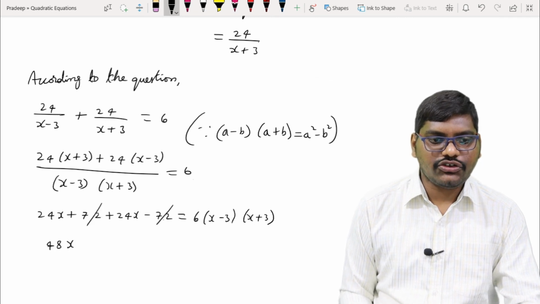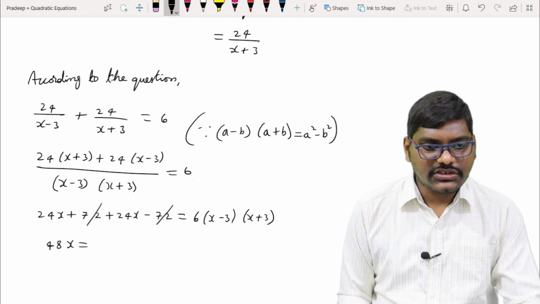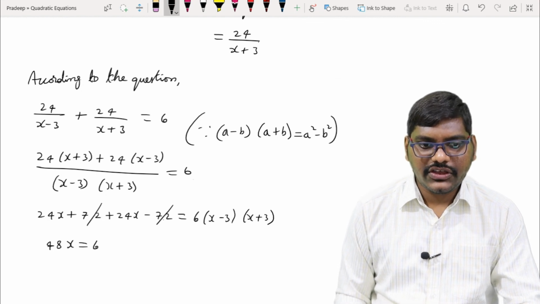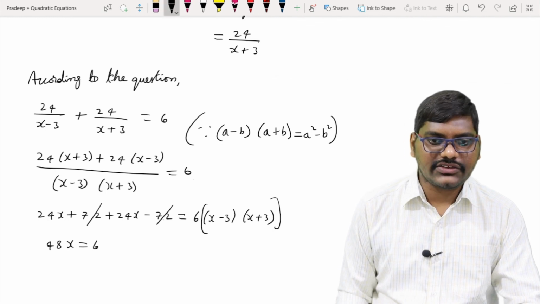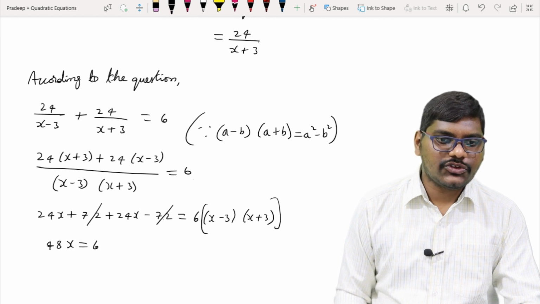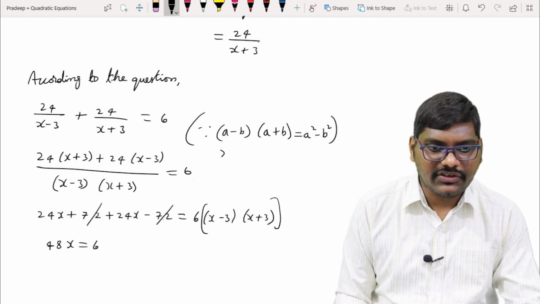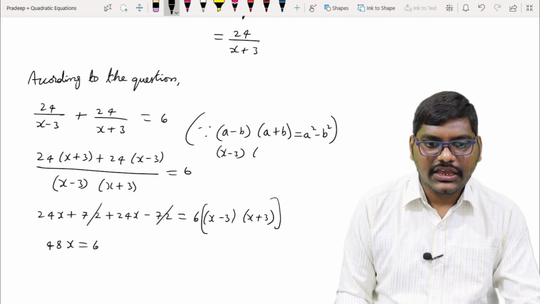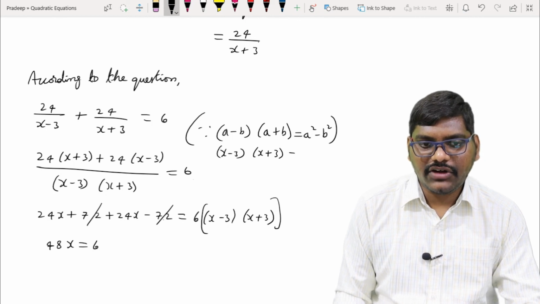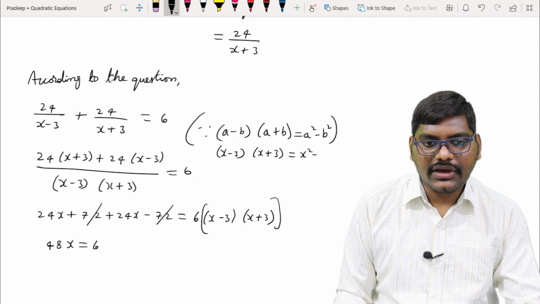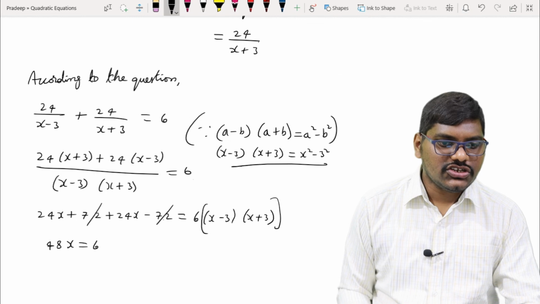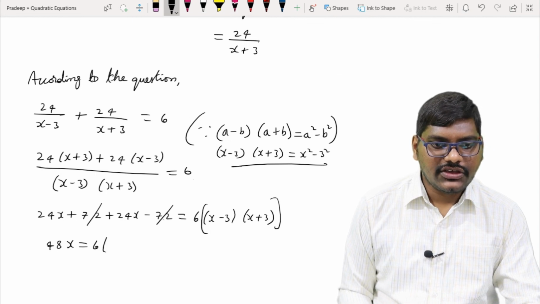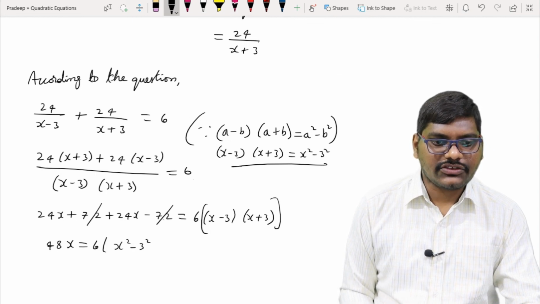plus 72 minus 72 is getting cancelled, and when it comes to this, 6 into this, see here, these both are looking exactly like this particular formula, so we can write this as a is representing x and b is representing 3. So I can simply write here, I'll just write for the clarity, (x minus 3)(x plus 3), that is giving what? x square minus 3 square. So this particular thing I'll just substitute in this place. So I'll write here, that is x square minus 3 square.